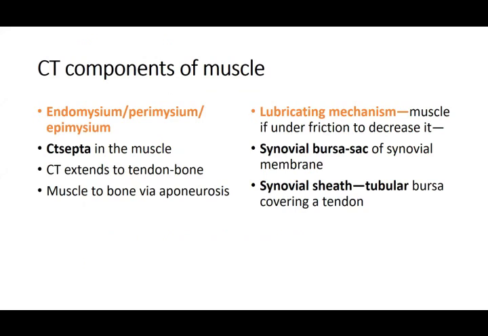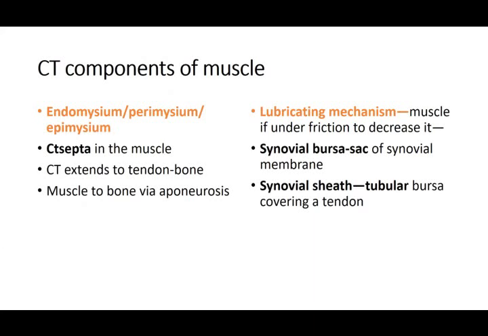Then the connective tissue part of the muscle is endomysium, perimysium. I have told you, endomysium is one fiber covering connective tissue. Then the bundle is covered by the perimysium, and the whole of the muscle is covered by the epimysium. And then through this, they are attached to the bone.